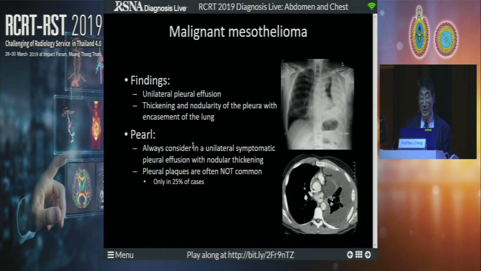Now, in the case here, if you notice, there are not a lot of plaques, and that's common. In mesothelioma, actually only 25% of cases do you see the calcified plaques. But the important take-home message is not the fact that this is mesothelioma. The take-home message is unilateral loculated effusions are worrisome, and you should always think about something there.